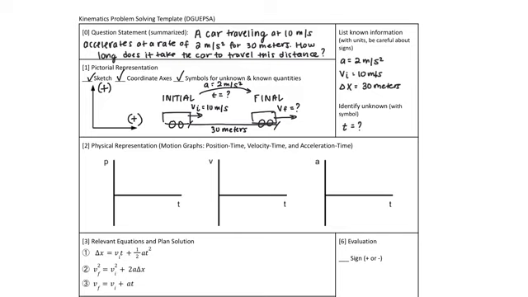All right, the next step in DGEPSA, we're still at the D here. We've gone through D and G, essentially. Diagram, and given information. The second part, this physical representation, is essentially still part of our diagramming step. In the form of kinematics, we're going to do motion graphs. When we get to forces later, this will be free body diagrams and other kinds of physical representations. But for now, just the 3 motion graphs we're familiar with.